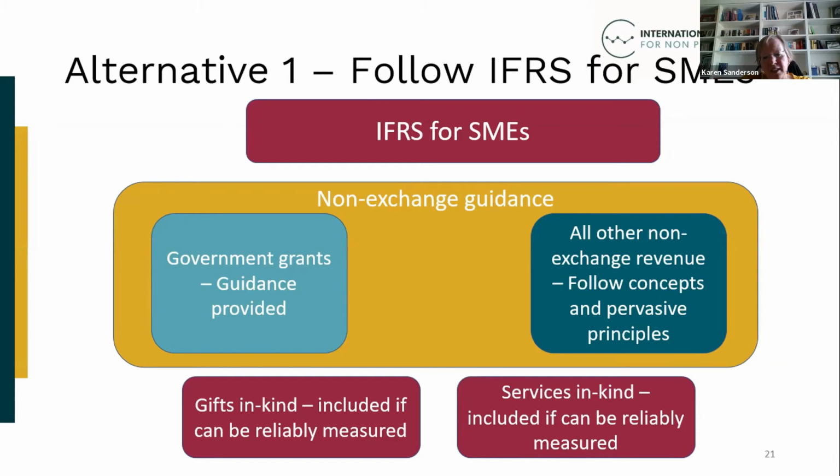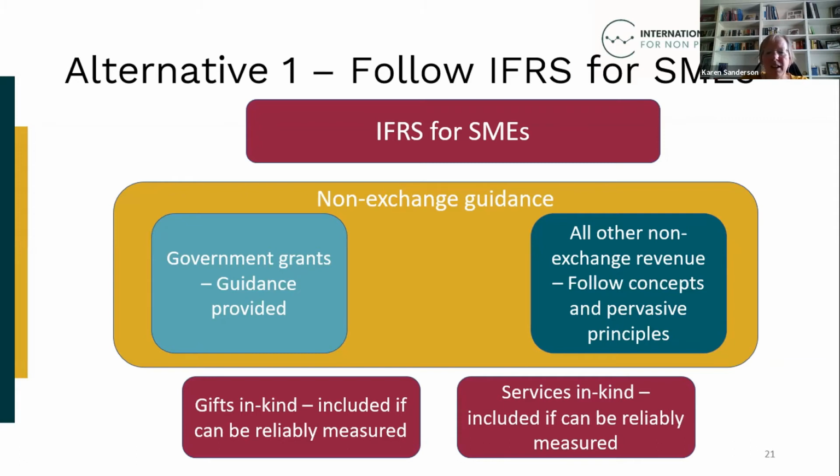Under IFRS for SMEs, government grants are recognised as revenue as or when conditions are satisfied. So that might mean that some revenue is deferred. For non-exchange revenue other than government grants, the concepts and pervasive principles in the IFRS for SMEs standard could be applied. Alternatively, the government grants requirements could be applied to other non-exchange revenue. So we think that this is likely to result in a similar outcome. Therefore, for grants from non-government bodies and other contributors, we think it's likely that the accounting treatment for government grants could be similar under this option.